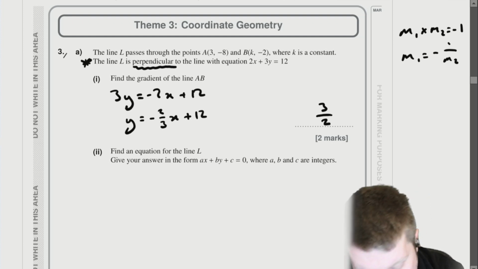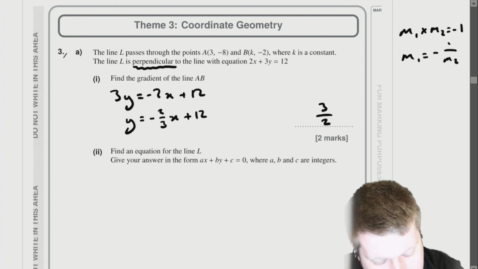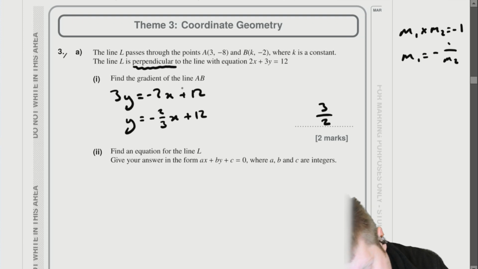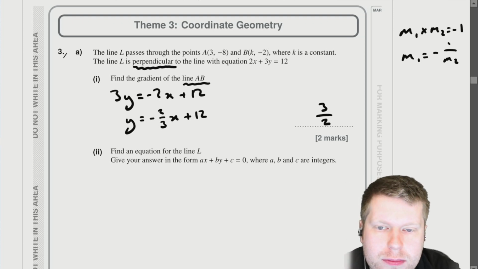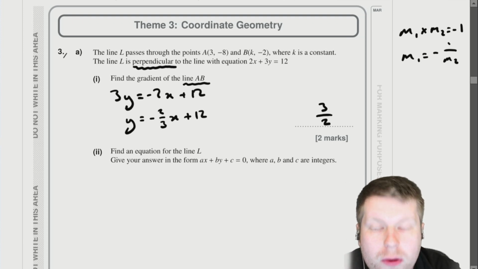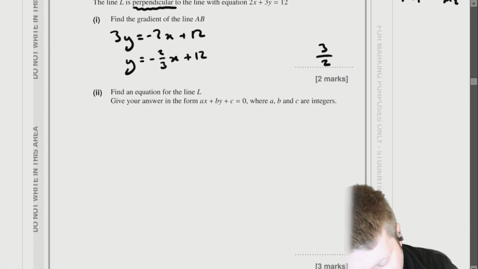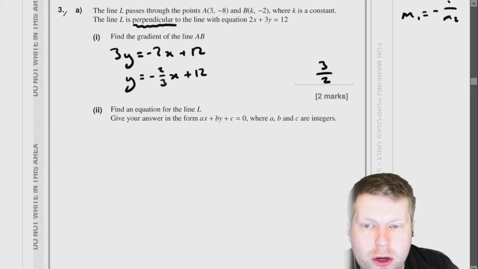You know that it's perpendicular to the line 2x plus 3y equals 12. The line AB is a line segment, but finding its gradient is equivalent to finding the gradient of line L. Let's have a look at part 2 then. Now we need to find the equation for line L.